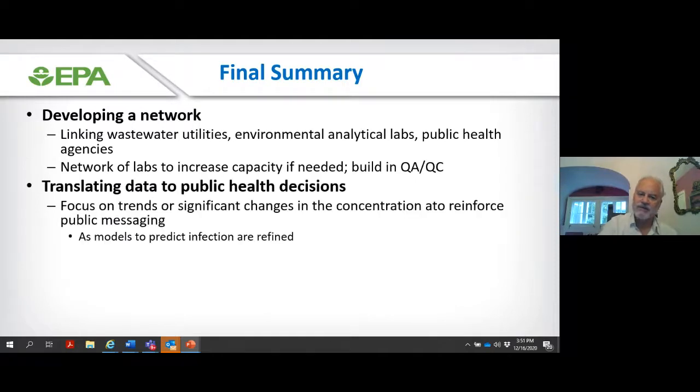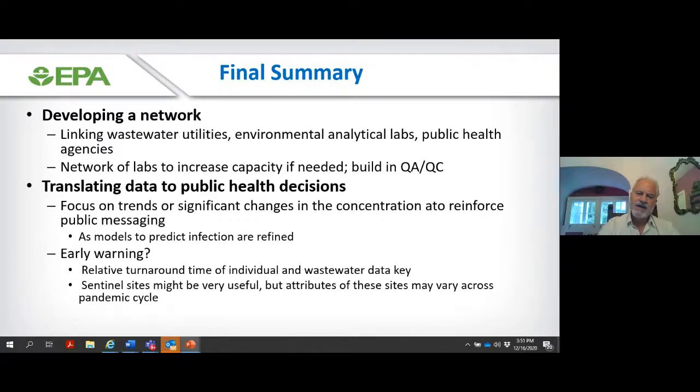And then in terms of translating the data to public health, as I mentioned, focusing on the trends or significant changes to reinforce public messaging, that's important. As these models to predict infection are refined, I think those may also be useful with this general trend analysis to look for increasing levels and reinforcing messages, even though we all know that there's a good deal of pandemic fatigue right now.